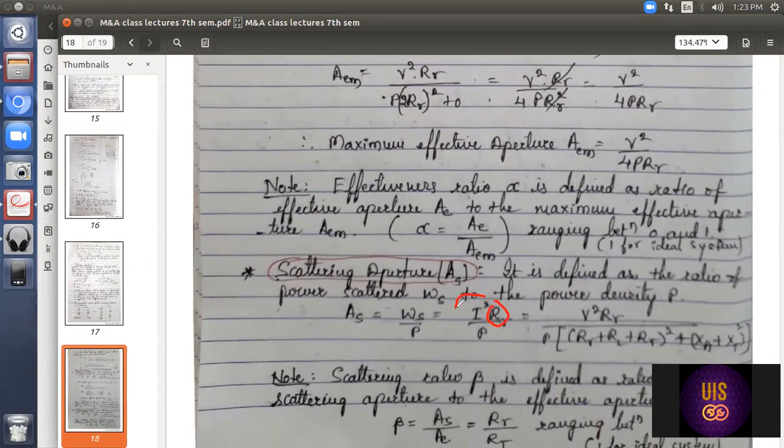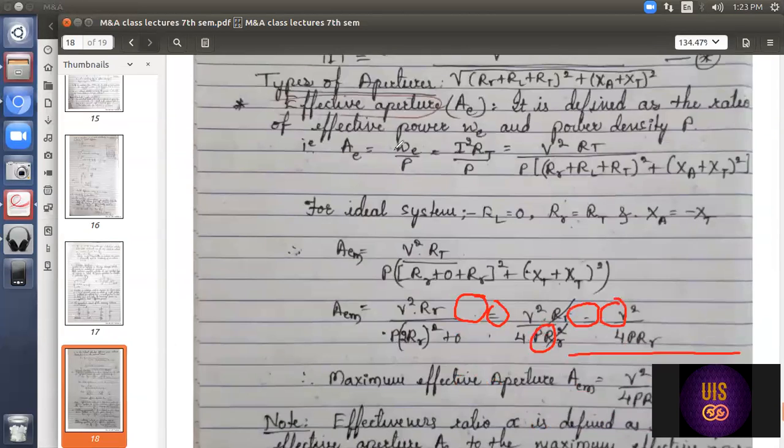So then put the equation for I square just like the earlier. It will become V square divided by P as it is, RR as it is, and square. So denominator square and square root gets cancelled. So this is about scattering aperture AS.